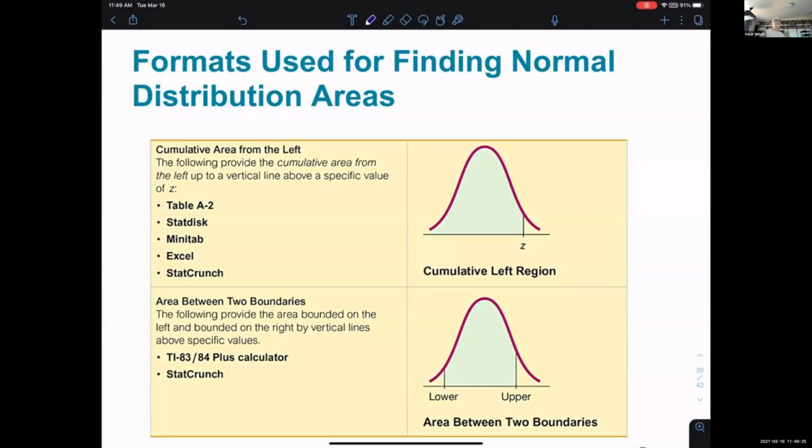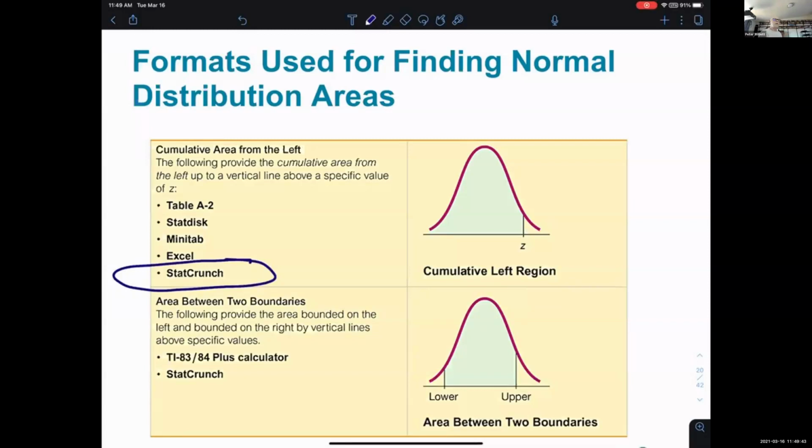You could use table A2 in the book. You can use StatDisk, you can use Minitab, you can use Excel, and our choice, hopefully for most of you, is StatCrunch, and I'll demonstrate that at the end of the session today.